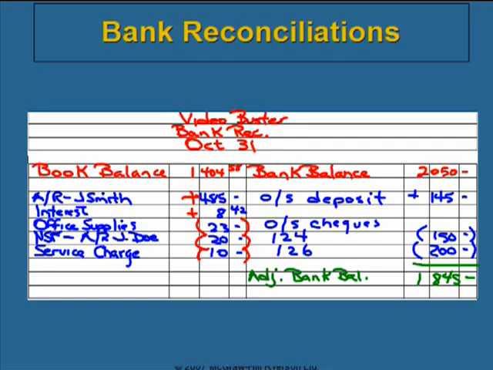Then we have items to deduct. We purchased checks, which are office supplies. We're going to subtract the $23. We're also going to subtract the NSF check, and we're going to subtract the service charge. So the new book balance becomes $1,845. So we're going to label this number, and it's adjusted book balance. Both sides of the bank reconciliation are the same, so we know we have the correct number. So you can just put double underlines under those two numbers if you like. You can also add the dollar signs to make it look really good.